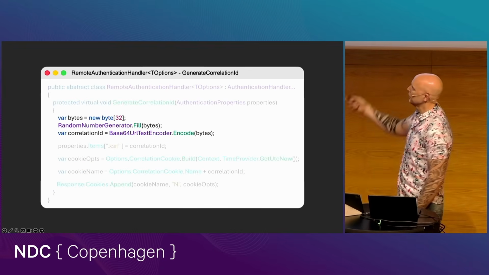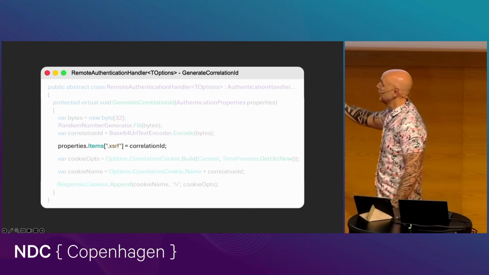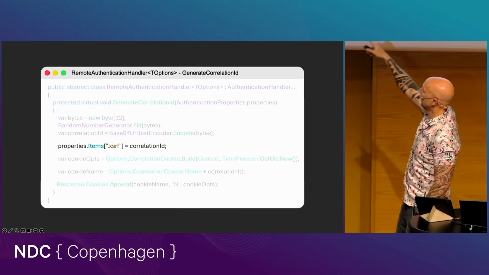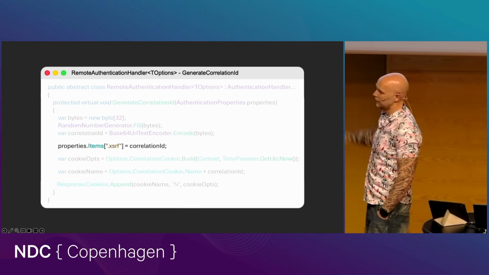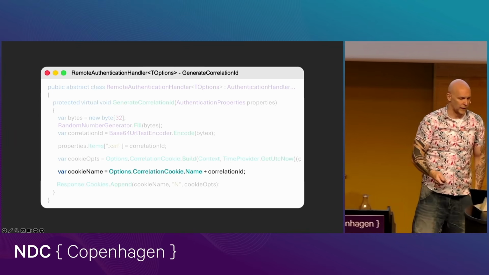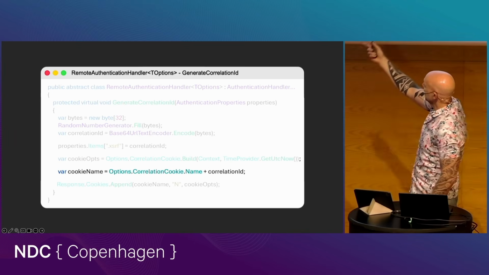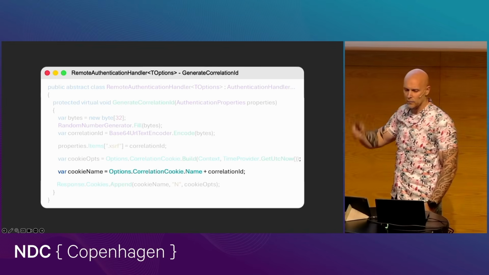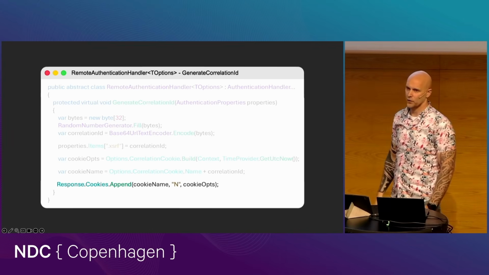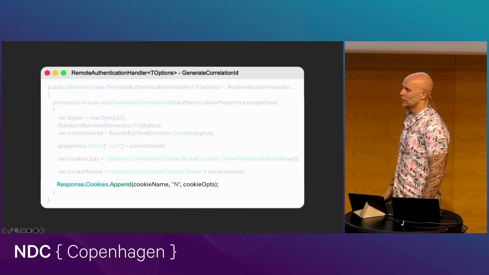So it starts out, generates 32 bytes of random text, base64 encodes it, adds it to, once again, the authentication properties.items, so it's serialized, under the .xsrf item. And then it gets some cookie options. It creates a cookie name based on the configured cookie name and the correlation ID as the name. And then it issues a cookie using that name, and the contents of the cookie is a capital N. That's it.